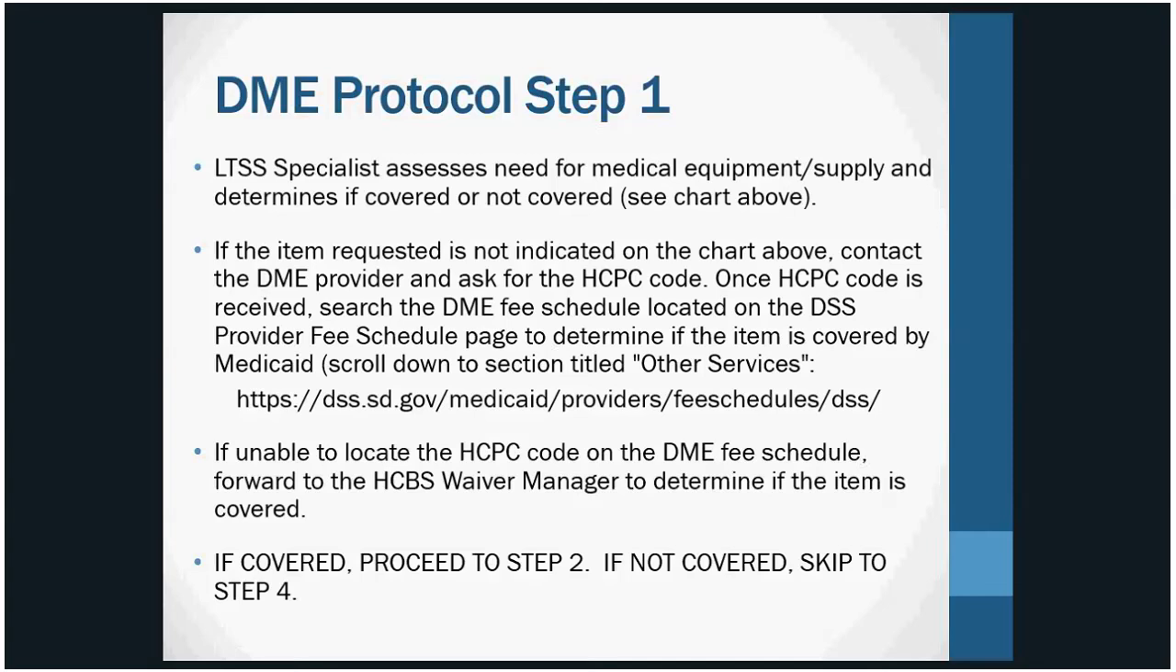And this is where it says, scroll down to the section titled Other Services to see if that HCPC code is within the fee schedule. If it's not on the fee schedule, you will need to forward that HCPC code to me, like I said, and I will determine if it's within the MMIS system. It's a fairly quick process, so I should be able to get back to you fairly quickly. If it's covered, you'll proceed to step 2. If not, you'll skip to step 4, which is basically to authorize the services without the provider needing to submit that claim to Medicaid.